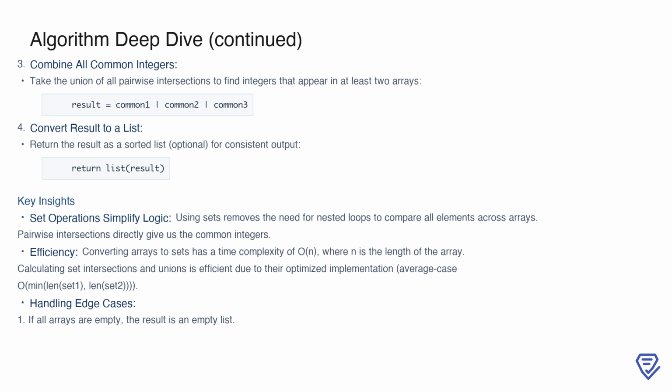Using sets not only simplifies our logic but also makes the algorithm efficient. Converting the arrays to sets is linear in time complexity, and set operations like intersections and unions are optimized for performance. This approach also handles edge cases, such as when the arrays are empty or when no integers meet the condition, resulting in an empty list.